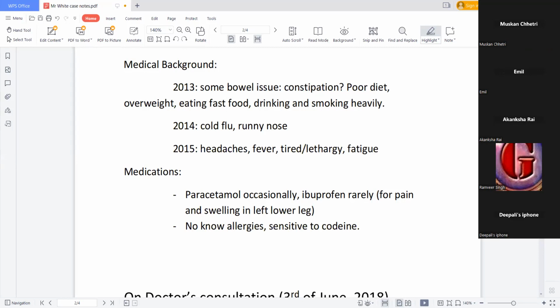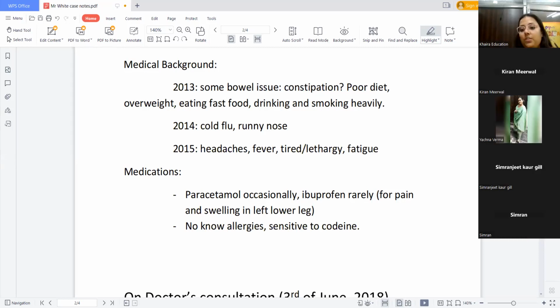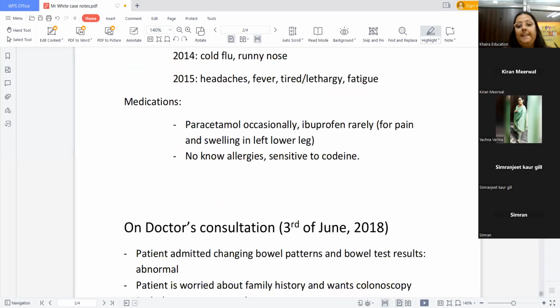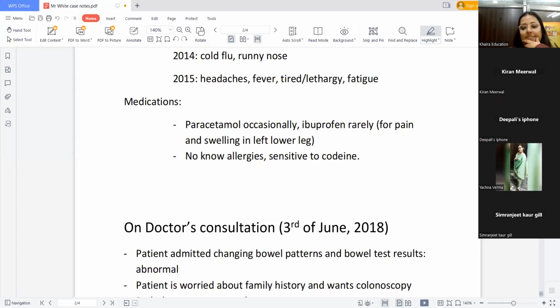Dipali, if you can help us with the medications, what's relevant and why, what not and why. Dipali, you're not there? Yes, ma'am. Ma'am, paracetamol occasionally. Ibuprofen rarely. And ma'am, sensitive to codeine. Codeine it is, yeah.